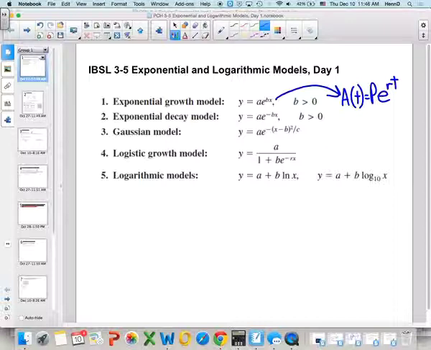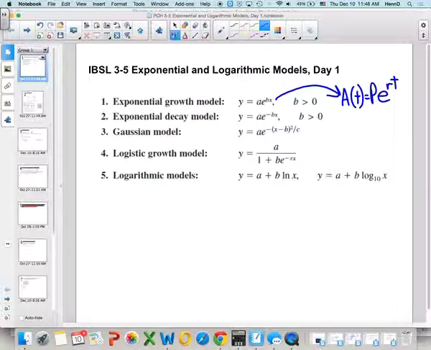Okay? This kind of looks like exponential growth, but you've got this negative and the x is squared. Alright, so that's kind of indicative of the Gaussian model. Here it's 1 over, and you've got, this is just like the one we were just looking at with the volume in the forest or whatever. Okay, you have 1 plus b e to the negative rx. You've got this logistic growth model. And then also a logarithmic model.